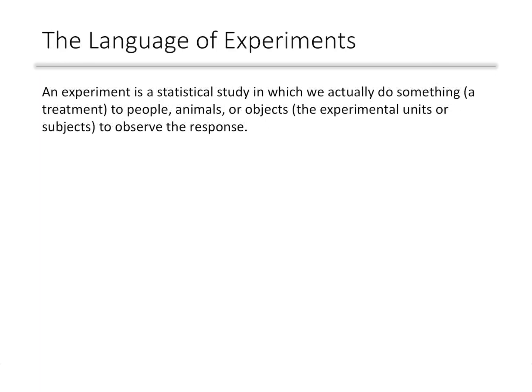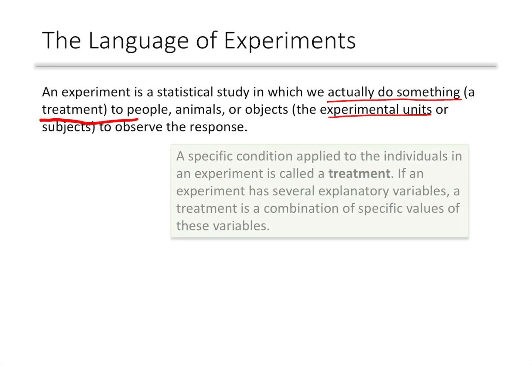Okay, so an experiment is a statistical study, and when we are actually doing something, we're doing a treatment to people, animals, objects, something. So when we do this, we have some more things that we need to look at. Experimental units. We want to observe what happens when we deliberately impose something on someone or something. So in here, a specific condition applied to the individuals is a treatment. So maybe you're taking a low dose, 50 milligrams, 100 milligrams, or a placebo, okay? We're doing a treatment of some kind.